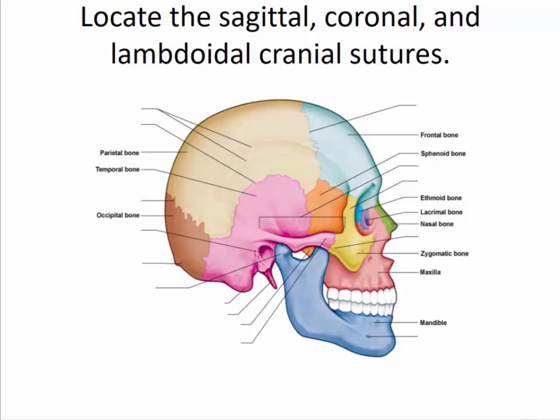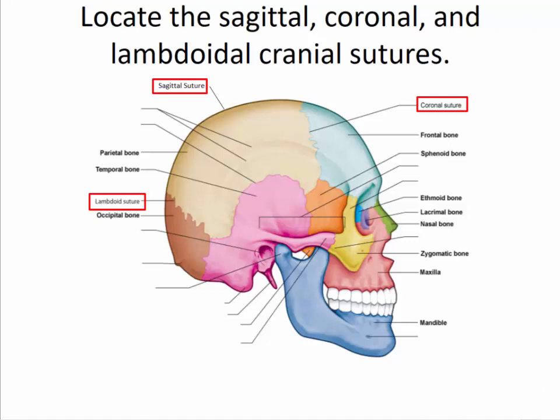The coronal suture is found here, between the frontal bone and the parietal bones. The lambdoidal suture is found here, between the parietal bones and the occipital bone of the cranium. And finally, the sagittal suture is found on the top of the skull, running between the two parietal bones that are on the right and left-hand side of the cranium. Recall earlier in the course we talked about the sagittal plane, dividing the body into equal right and left parts. The sagittal suture runs down that sagittal plane between the two parietal bones of the skull.